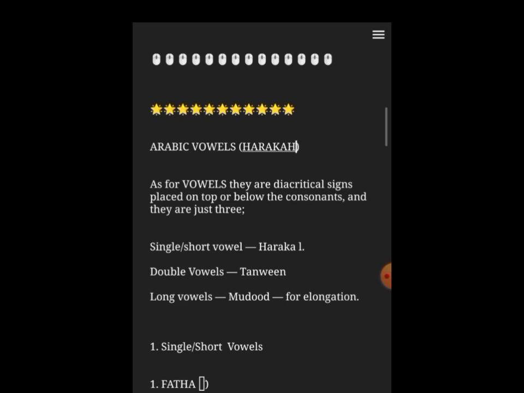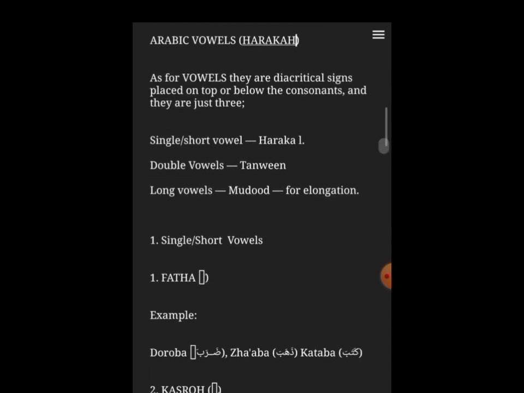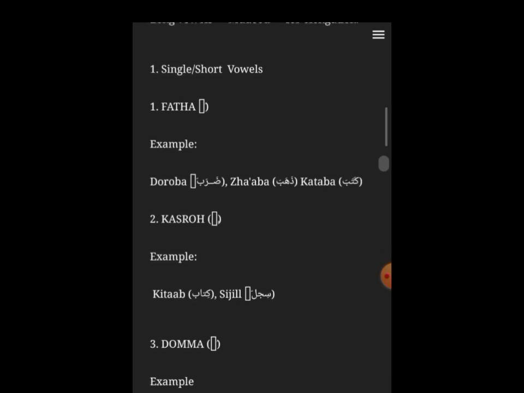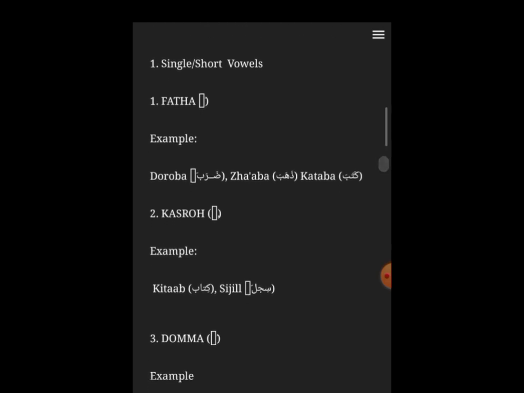So we have three types of vowels. We have the single short vowels, as you can see. We have the double vowels, and the double vowels are tanween. And of course, we have the long vowels, and these long vowels are mudud, for elongation. Let's take a look at the first type of vowel, which is the short vowel. The short vowels, as you can see here, are three types. The first one is fatha.